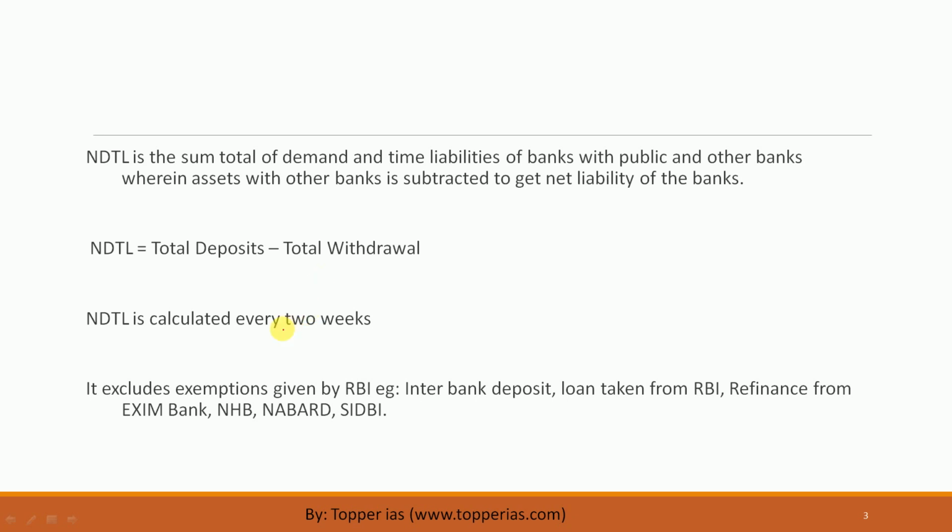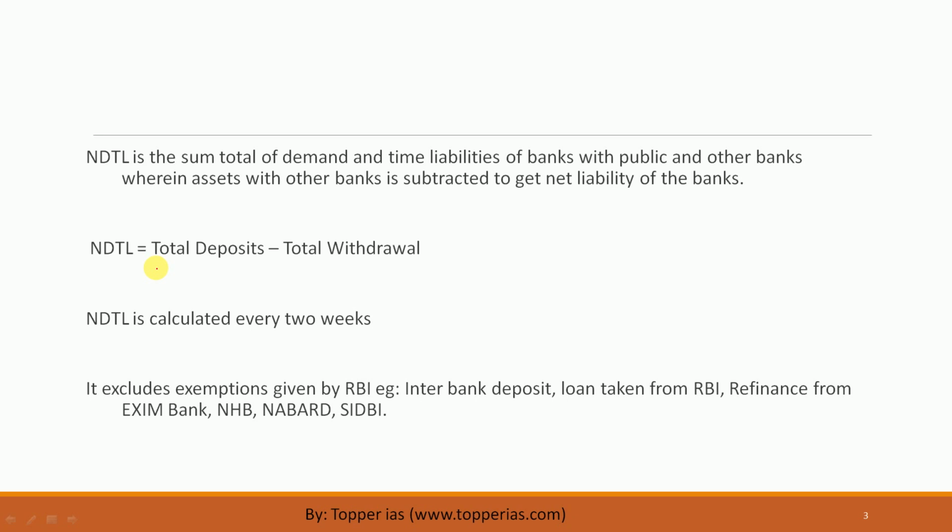After every 2 weeks, we subtract from the total deposits the total withdrawals that a bank has had, and that gives us the NDTL figure of that particular bank. And based on this NDTL figure, several monetary instruments are set. For instance, the SLR or the CRR. This is something that we shall be delving into later.